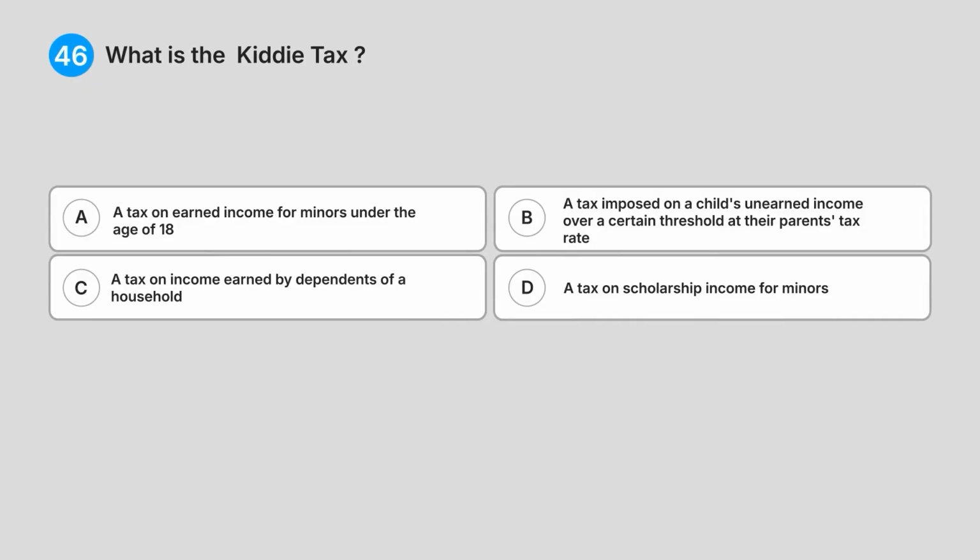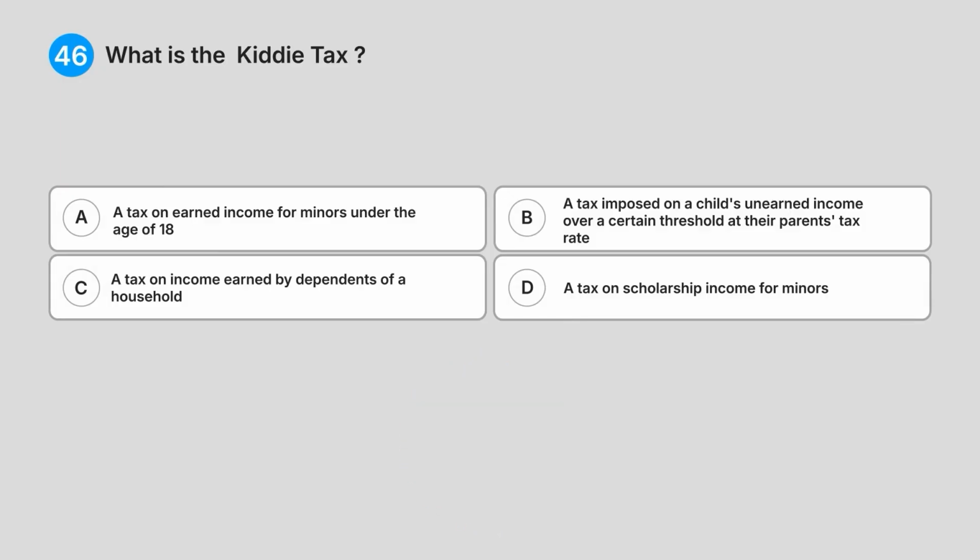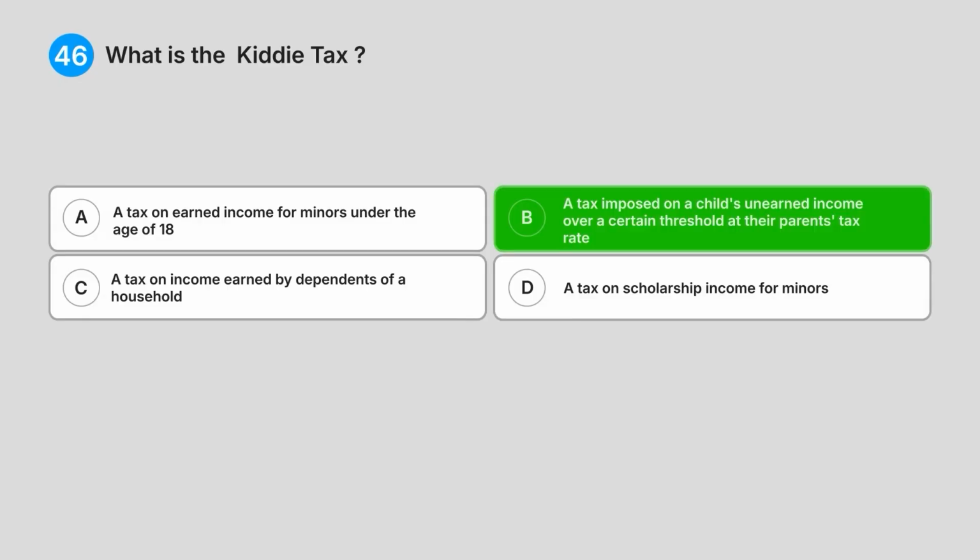46. What is the kiddie tax? A. A tax on earned income for minors under the age of 18. B. A tax imposed on a child's unearned income over a certain threshold at their parent's tax rate. C. A tax on income earned by dependents of a household. D. A tax on scholarship income for minors. Do you know the answer? Correct answer, B. A tax imposed on a child's unearned income over a certain threshold at their parent's tax rate.